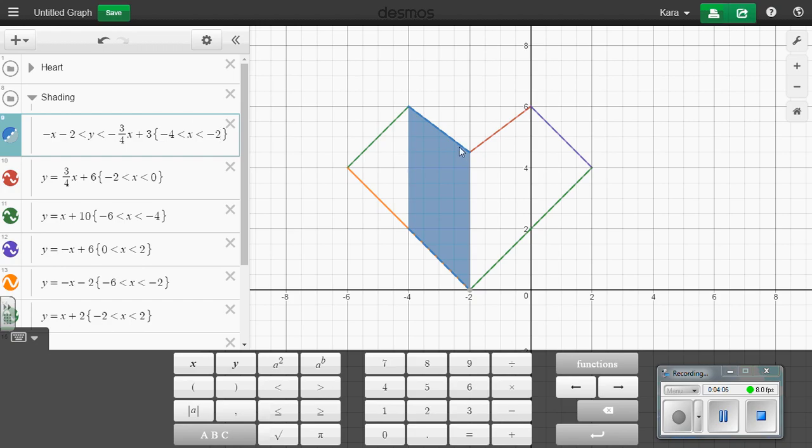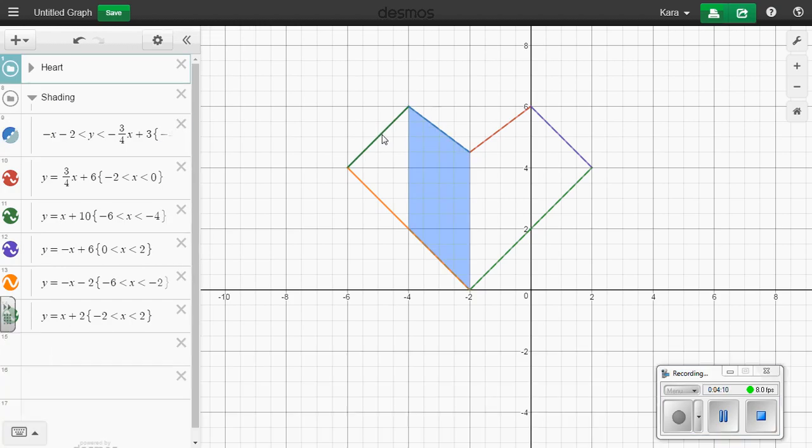Okay, so I've got this piece. I'm going to go then look for the next piece that I want to shade underneath, which would be this green line right here. Okay, and that is at this one. Is it this one? x plus 2. I think it's this one. No, it's this one. x plus 10, because I could tell from my y-intercept. Okay, here's my line. Again, bear with me.